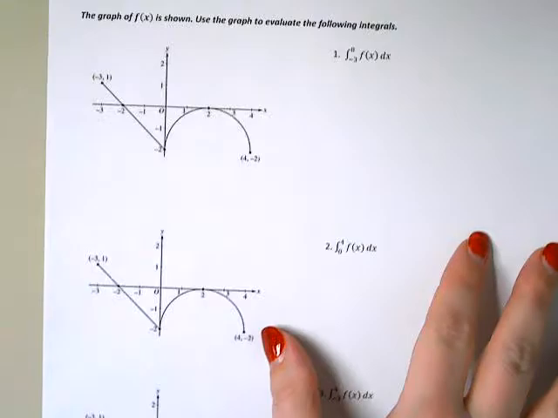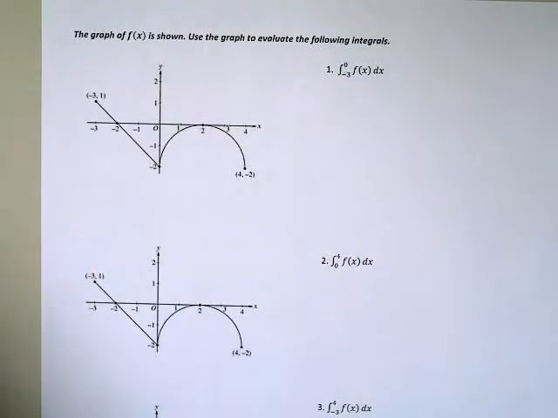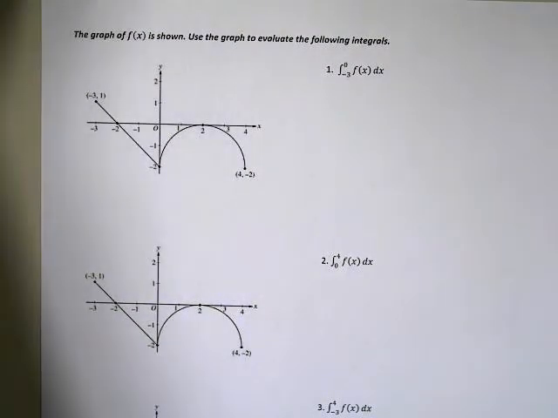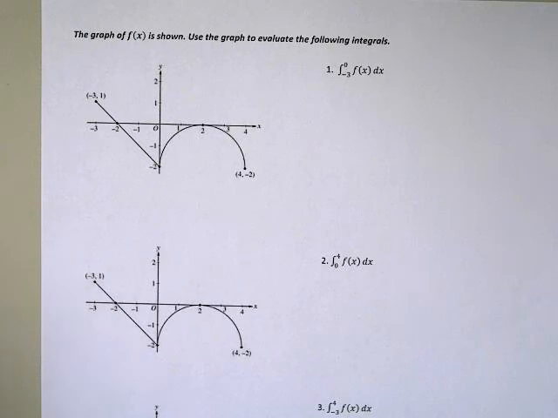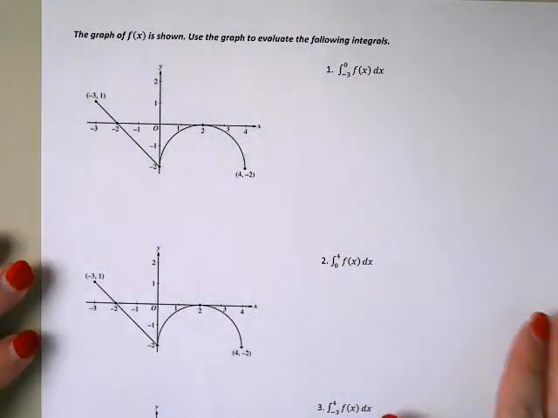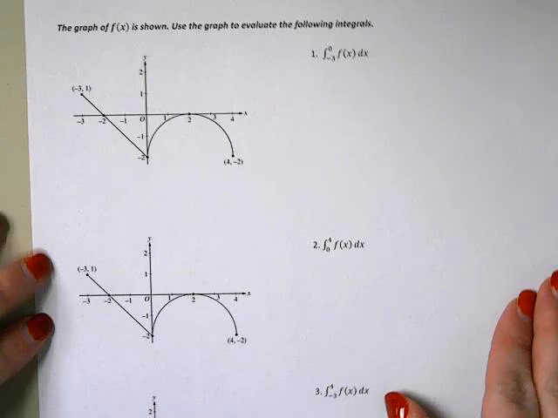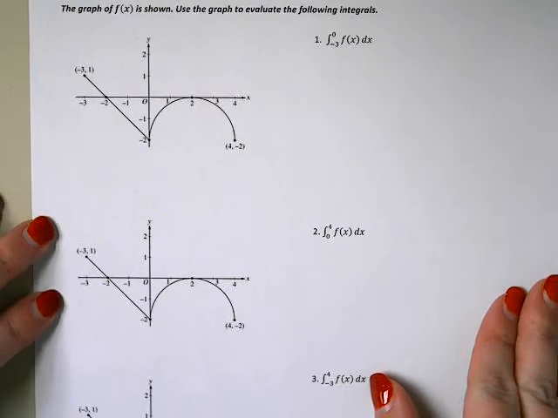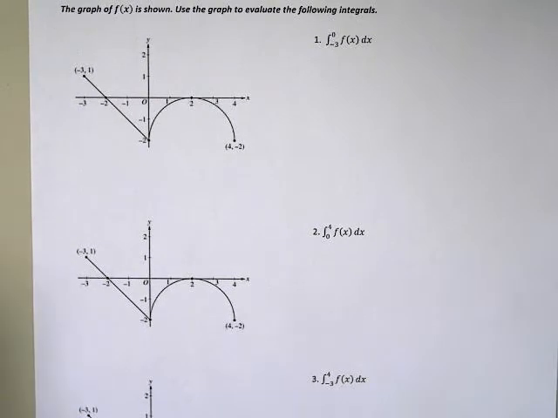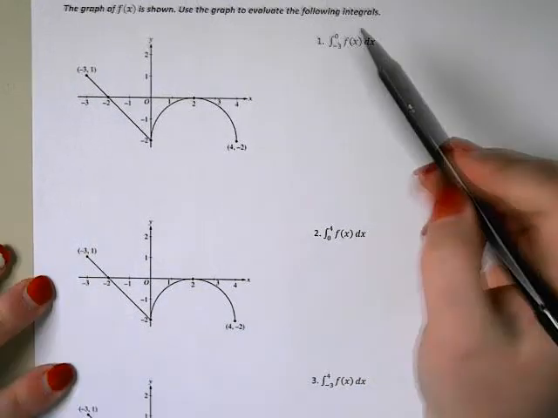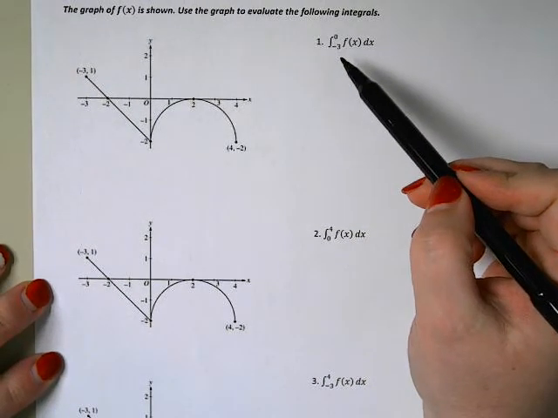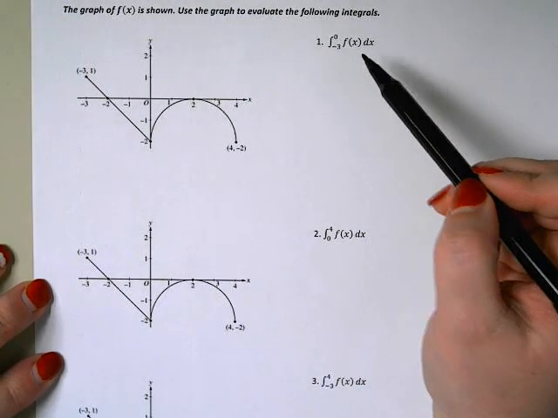In these examples, you are given the graph of f of x, and we are going to use that graph to evaluate the integrals. We're going to be using formulas from geometry. So we're going to be using triangles, rectangles, and semicircles, which are really the biggest ones that we're going to be looking at here. So for number 1, we want to find the integral from -3 to 0 of f of x dx.